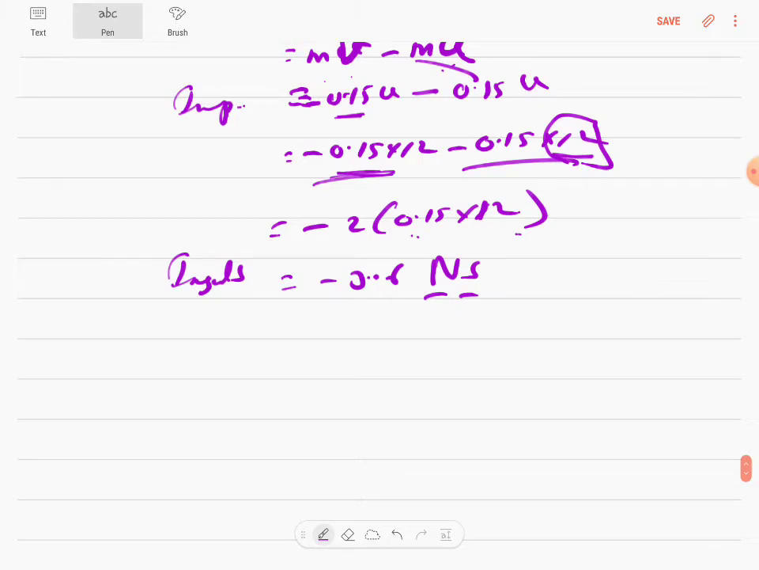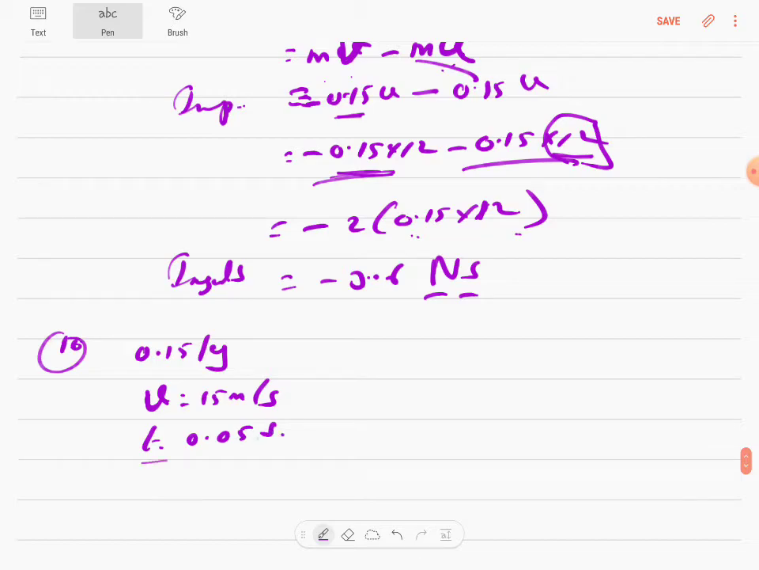So in the second sum, let's go to the 10th sum in the Aurora, on the same page. A cricket ball of mass 150 grams, which is 0.15 kg, moving with a velocity of 15 meter per second, is brought to rest by a player in 0.05 seconds. Impulse is force into time, so if you can calculate the force and you have the time, you can calculate your impulse.